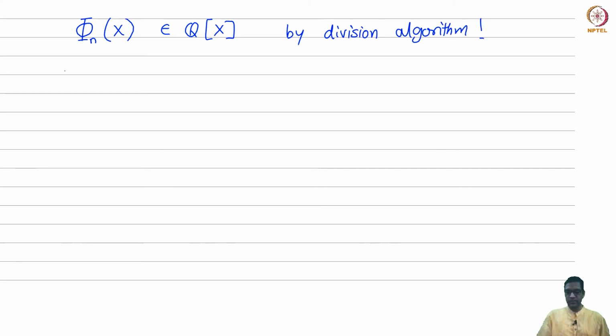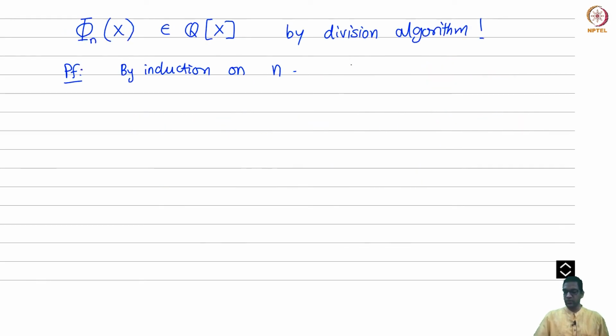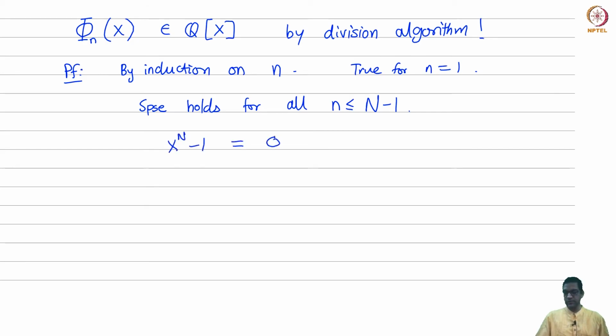Okay, so what do we mean by that? So let's maybe prove this formally. What I mean is, it's an inductive proof. Proof is by induction on n. These formulas here prove it for the first few values of n. So it's true for n equals 1, and suppose it holds for all n less than or equal to some capital N minus 1. Then how do you prove it for capital N? Well, you just use the recursive procedure.